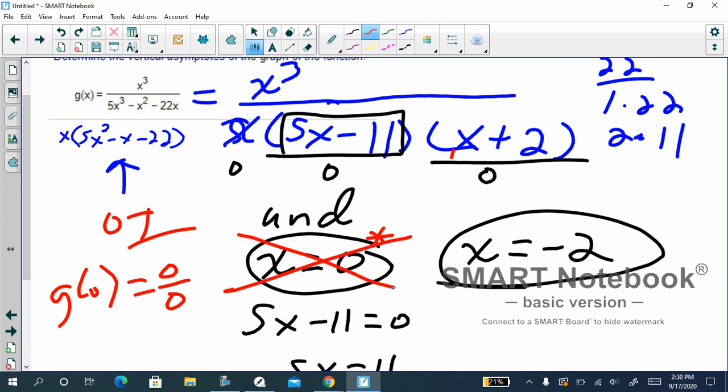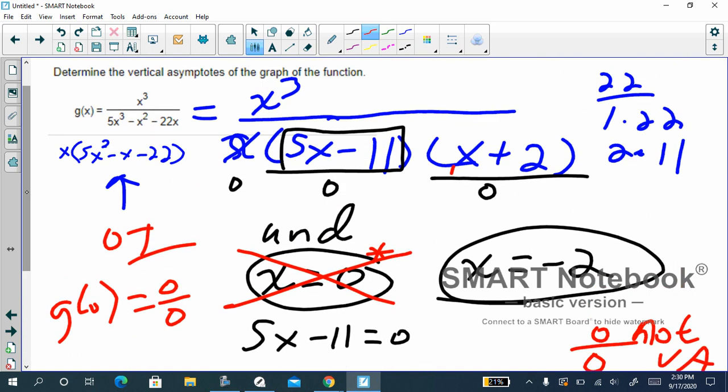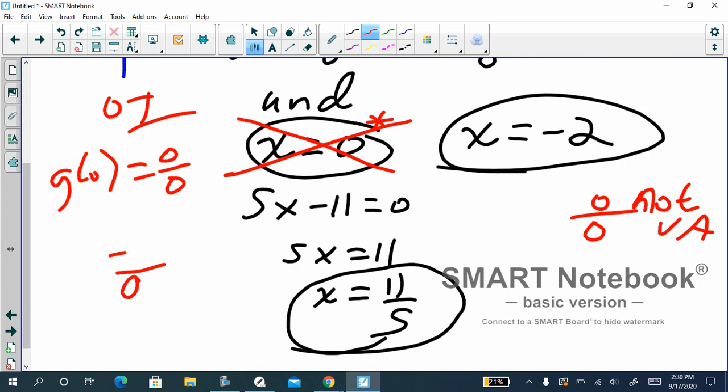It is undefined there. So if we were describing the domain, we could not use any of those three numbers because all of those would make the bottom 0. But if we get 0 on top, then that's not a vertical asymptote. It's only a vertical asymptote if we get 0 on bottom and not a 0 on top. So like if we plug in a -2, we would get -8 on top, 0 on bottom. So since that's not 0 on top, that one is a vertical asymptote.